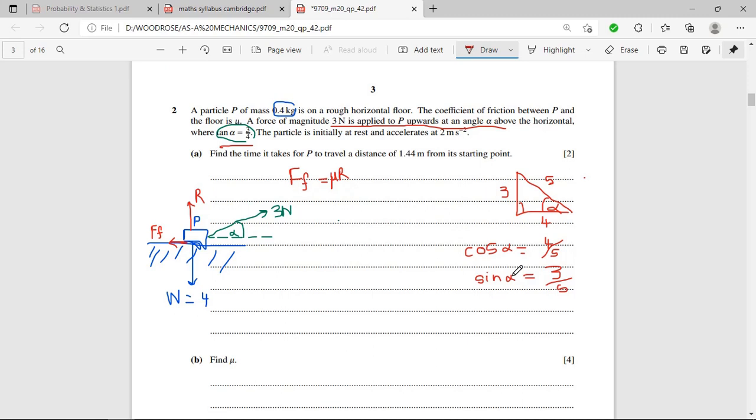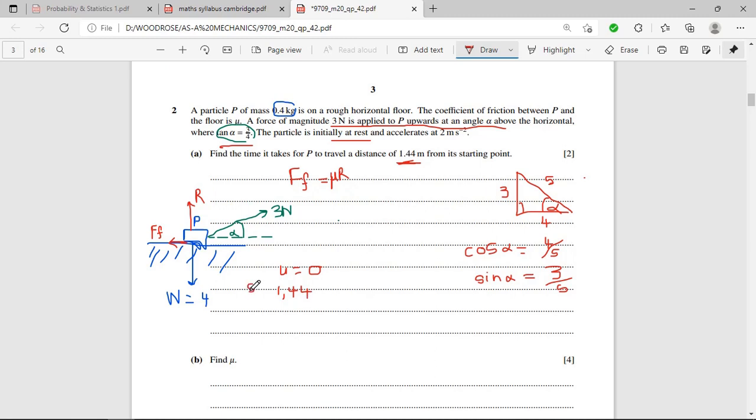That is sine. So now, on A, let's answer A. Find the time it takes for P to travel a distance of the starting point. Right, so the particle is initially at rest, meaning to say initial speed u is 0, and it has traveled a distance of 1.44. And 1.44 is our s.